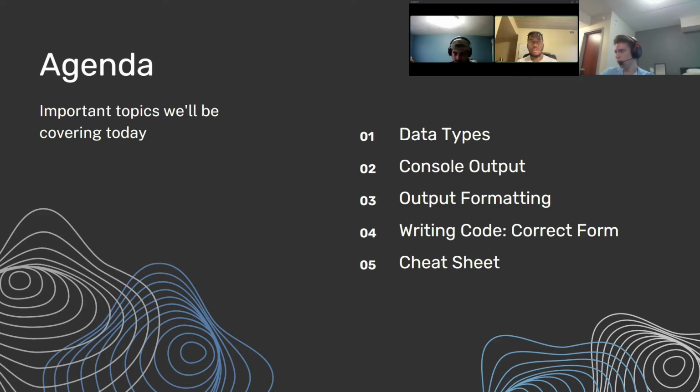So this is following extremely closely to the planned lab outline that you guys should all have access to. If you don't, we can have someone paste the link in the chat. Just let us know. So we're gonna go over basic data types, console output, formatting strings and things to display in a console, and then how to write clean code.